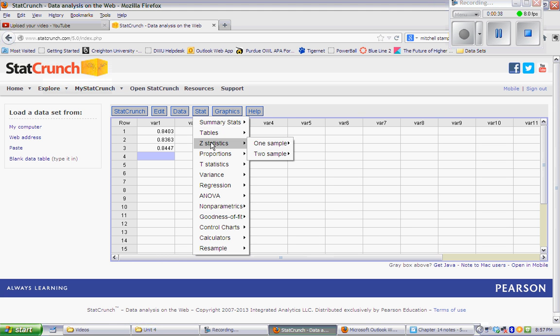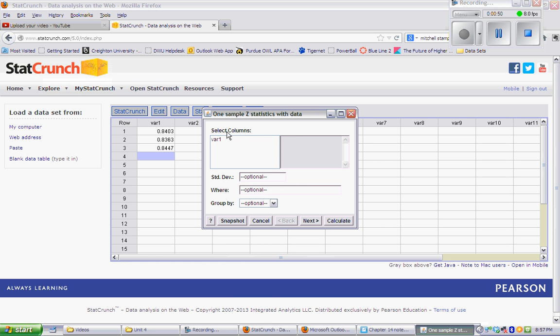We're going to be running a z-statistic, and we have one sample, and it's with data. If I would have given you a mean and a standard deviation instead, you would do the summary, but since it's in the table, it's with data. Our column is just our var1 column. Our standard deviation they gave us is 0.0068.